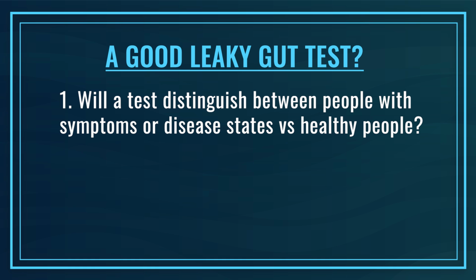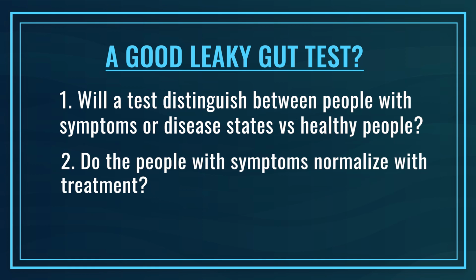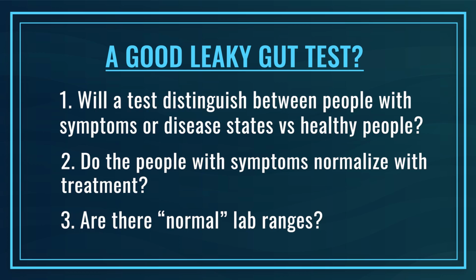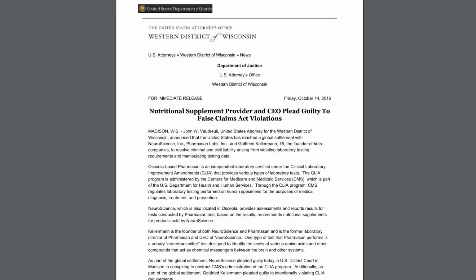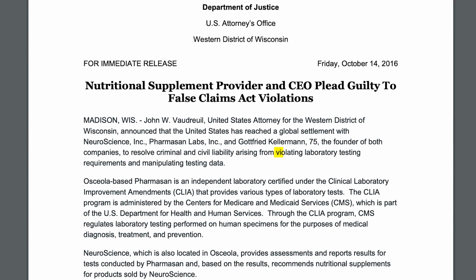Another way of looking at this would be, do the people with symptoms, when treated, see improvements in their symptoms that correlates with the lab marker also improving? And then third and finally, are there normal ranges? This is also important. We've discussed in the past a neurotransmitter testing company that pled guilty to falsifying lab ranges, meaning they made the lab ranges too narrow so as to have almost everyone come back positive. So this is crucially important. If you're not feeling well, before you expend time and resources on a test, we want to know, is this test accurate? Let's start with zonulin.